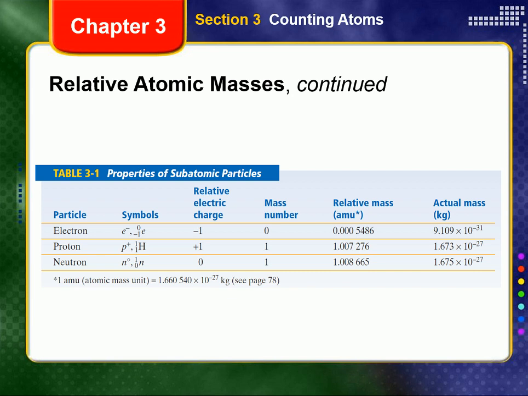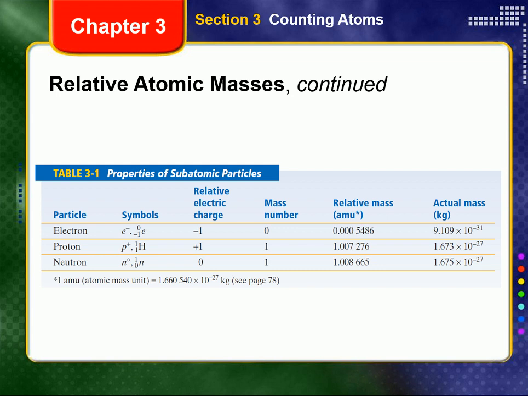The masses of subatomic particles can also be expressed on the atomic mass scale. See Table 3-1 on page 74 of your text or on the screen now. The mass of the electron is 0.005486 AMU. That of the proton is 1.007276 AMU. And that of the neutron is 1.008665 AMU. Note that the proton and neutron masses are close but not equal to 1 AMU.